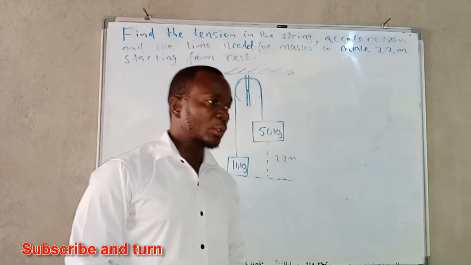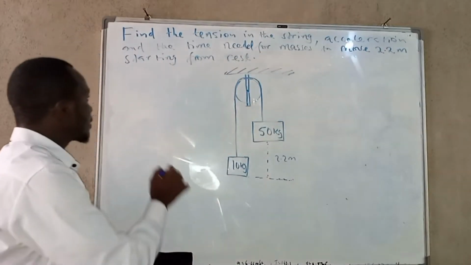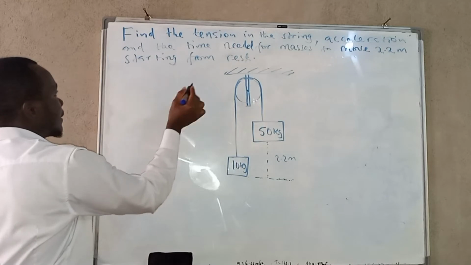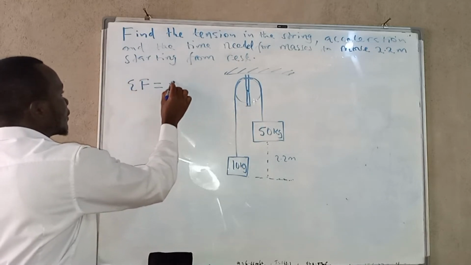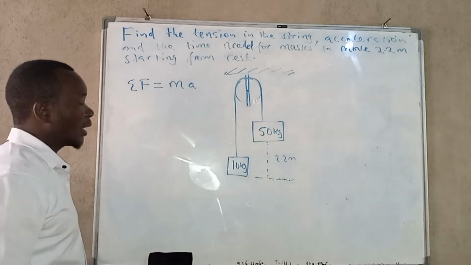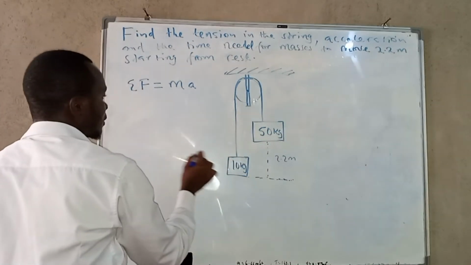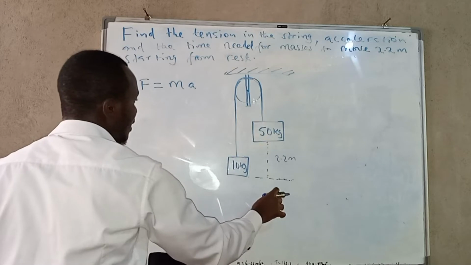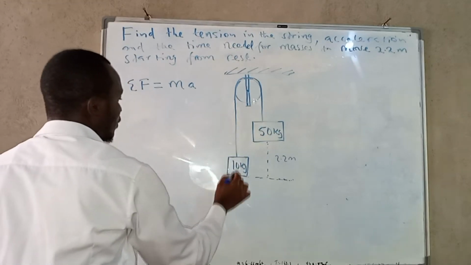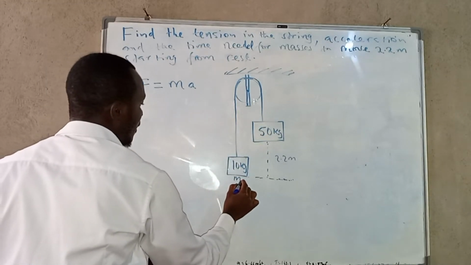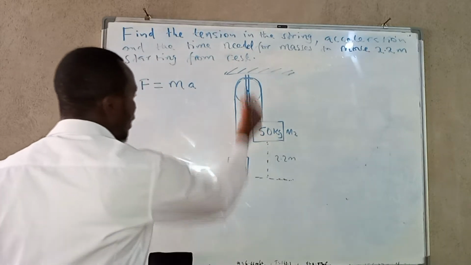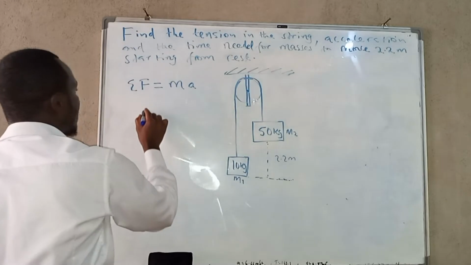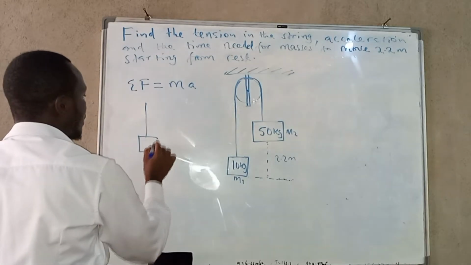Now, from Newton's second law, we know that the summation of forces must be equal to ma. Let us call this m1, and let us call this one m2. When this is going up, the tension will be going in this direction. So we have a scenario such as this one.